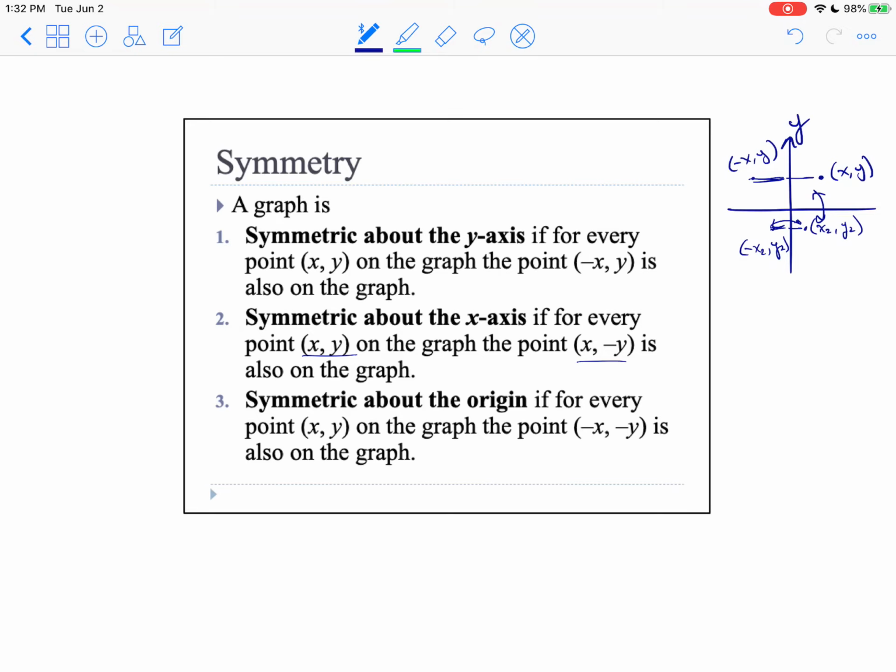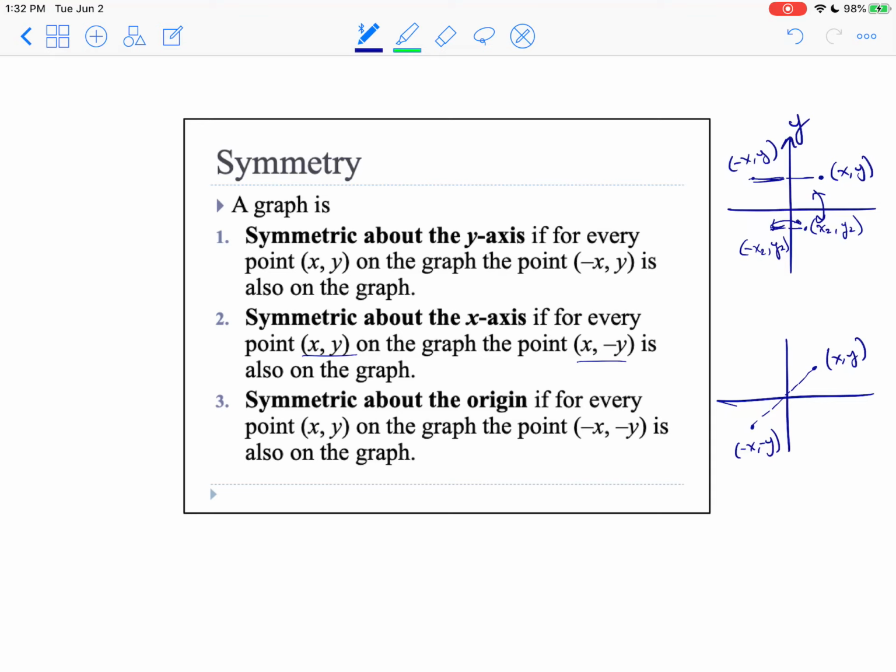And then we have origin symmetry. Origin symmetry is that for every point (x, y) on the graph, the point (-x, -y) is on the graph. And so the symmetry actually happens through the origin. And so that's why it's called origin symmetry.